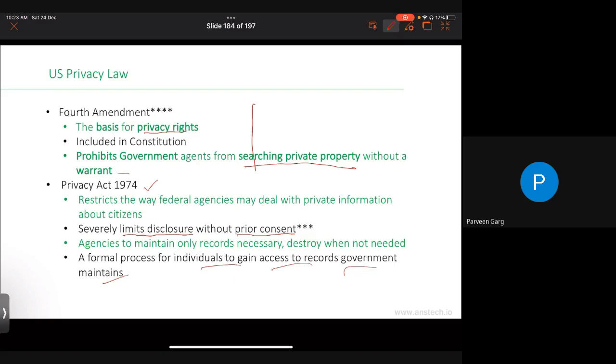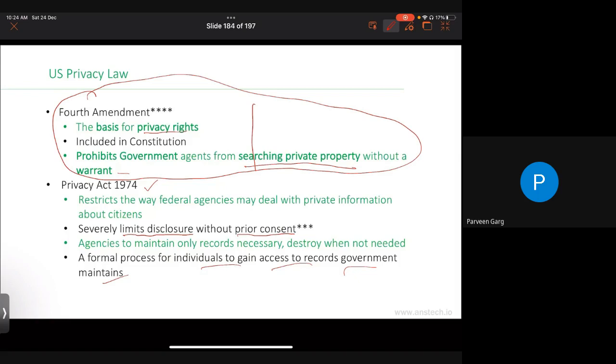This has no correlation to the Fourth Amendment. The Fourth Amendment is a right of every US citizen to refuse access to his house without a proper warrant by the government. Suppose the FBI comes knocking on your door and says, I want to search your house, I suspect that you are a criminal. If you are a US citizen, you say, where is the warrant? That is why in Hollywood movies the warrant is asked for. Privacy Act 1974 protects your privacy by telling government organizations that if you are holding an individual's private data, you cannot disclose it without prior consent. That is the first act.